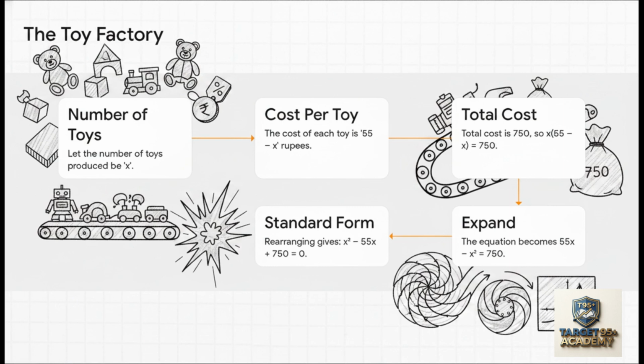We let x be the number of toys. The cost of each toy is described as 55 minus x. The total cost is just the number of toys times the cost per toy. We know that total was 750 rupees, so we set up our equation. A little bit of algebra later, and boom, we've modeled another real-world scenario. It's the same logical process every time.